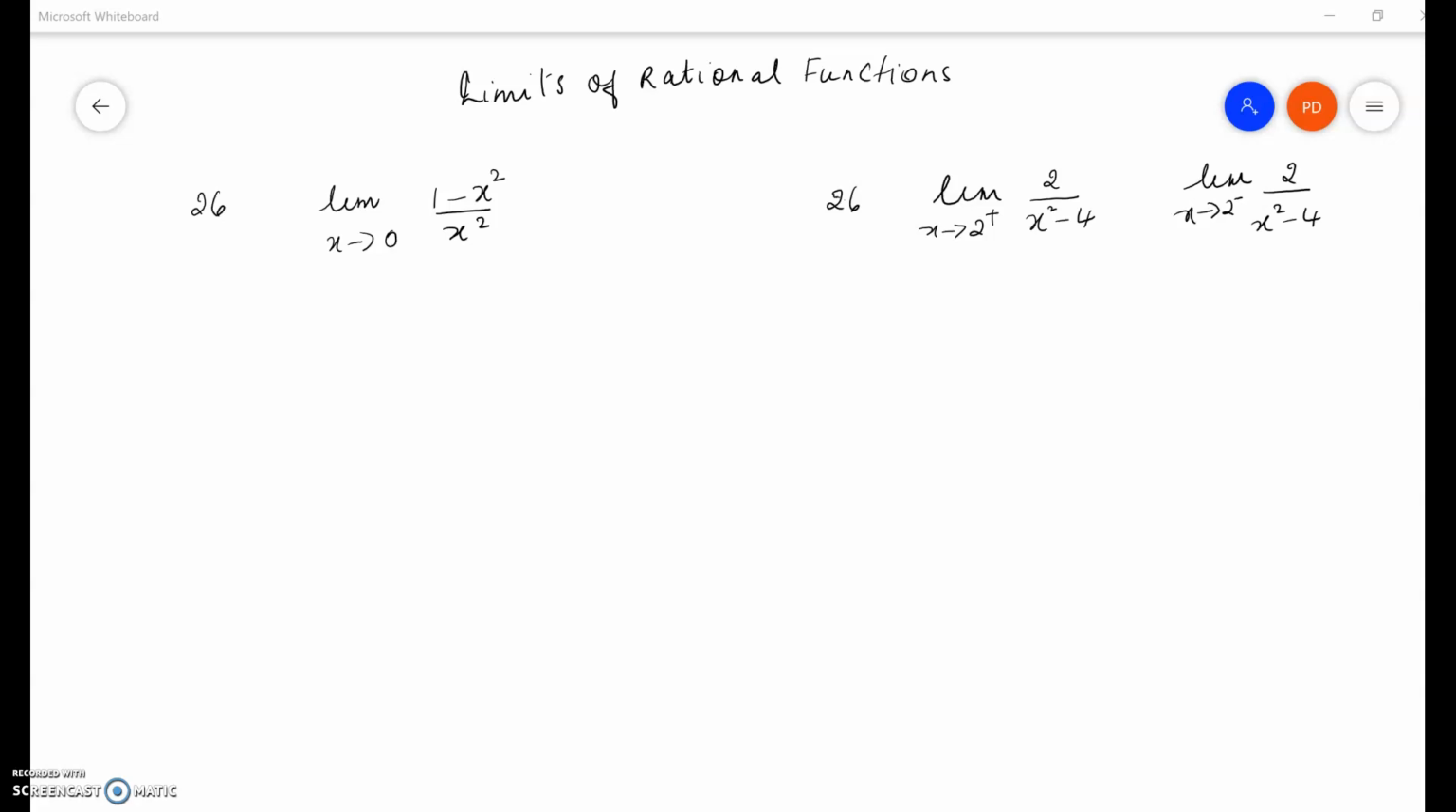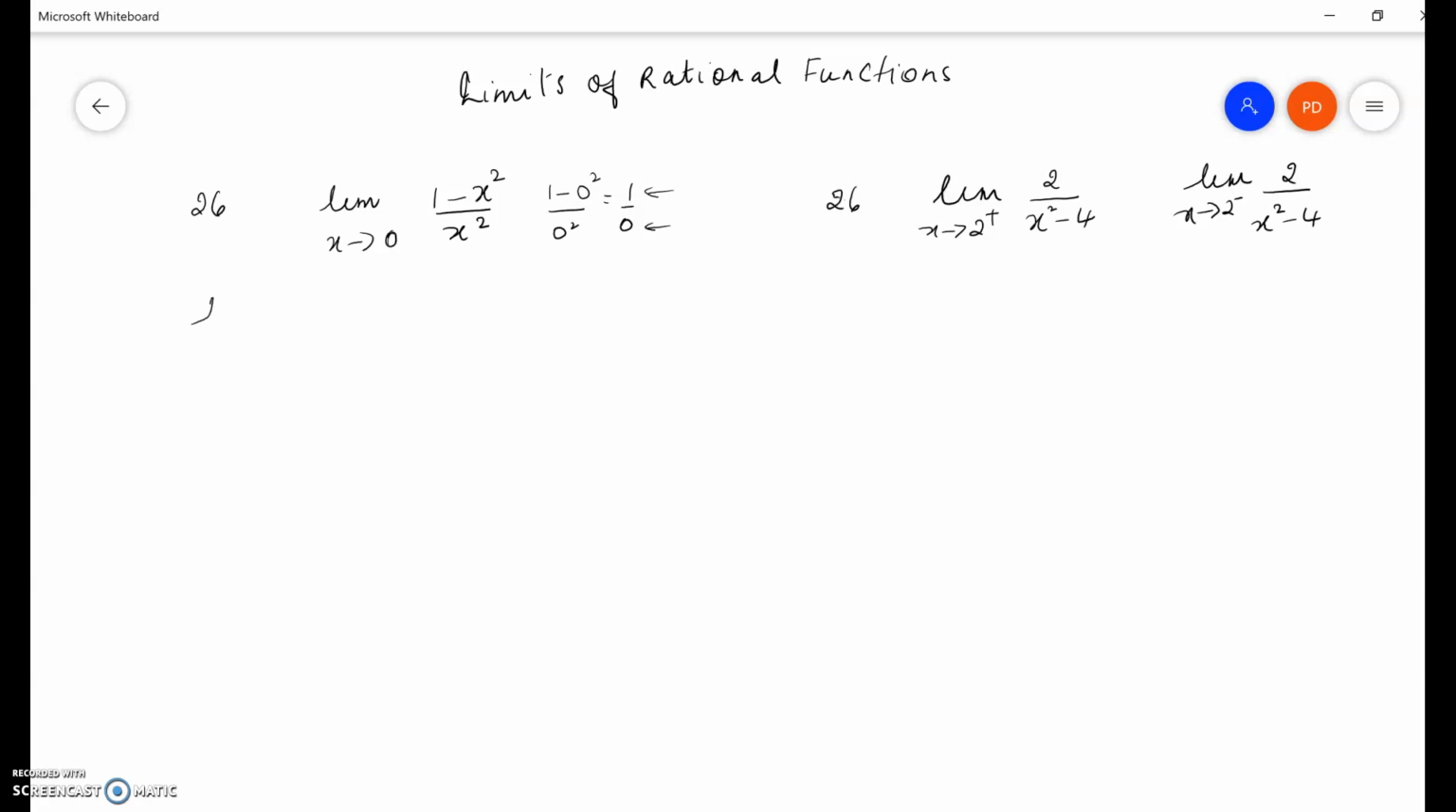Okay, so here is another example of a rational function. As I always say, just plug in the numbers first. So we have 1 minus 0 squared over 0 squared. So that's 1 over 0. The minute you see a 0 in the denominator and a non-zero number in the numerator, you know that there is an asymptote.